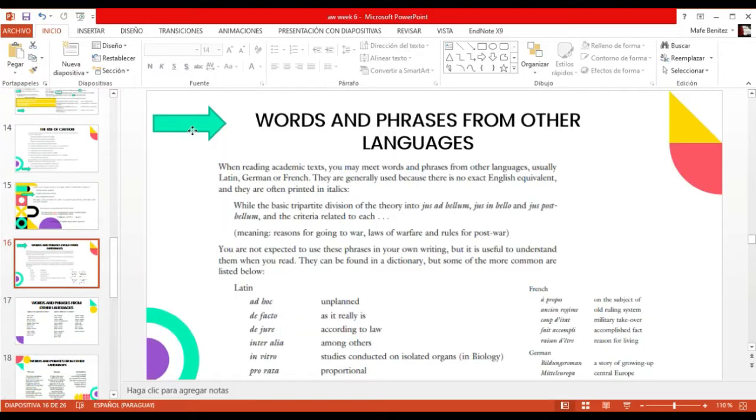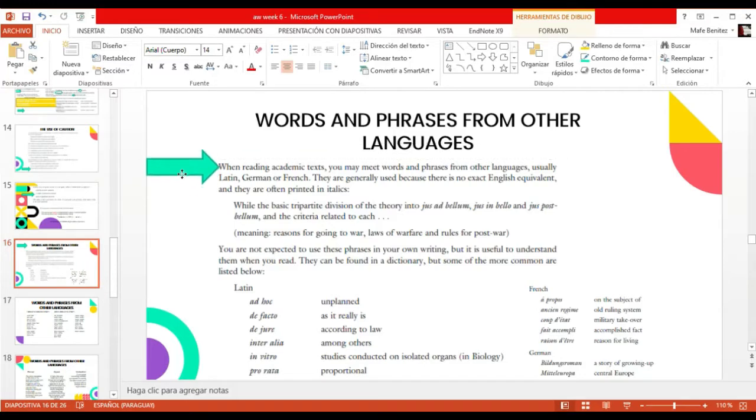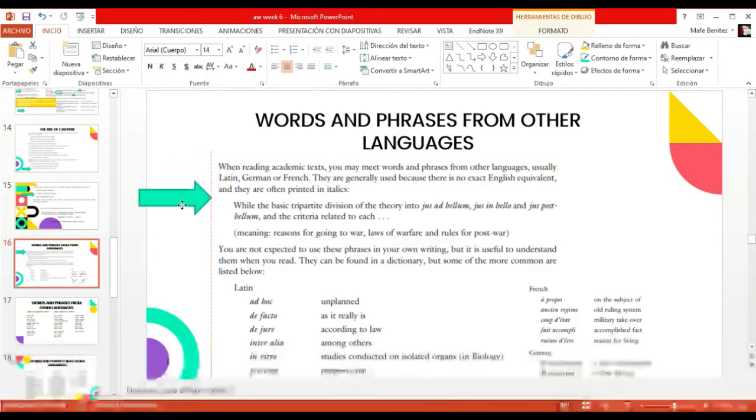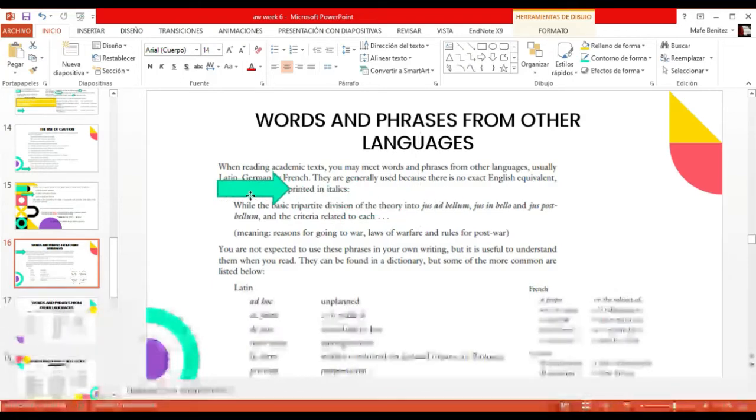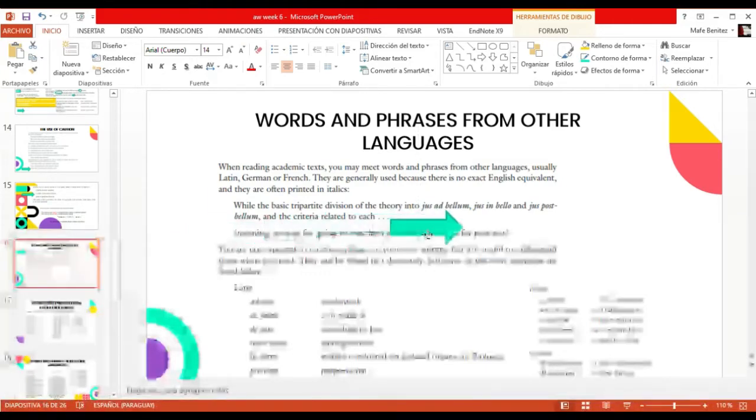So, when reading academic texts, you may meet words and phrases from other languages, usually Latin, German, or French. They are generally used because there is no exact English equivalent, and they are often printed in italics. While the basic tripartite division of the theory into jus ad bellum, jus in bello, and jus post bellum, and the criteria related to each. Okay, these three words mean reason for going to war, laws of warfare, and rules for post-war.